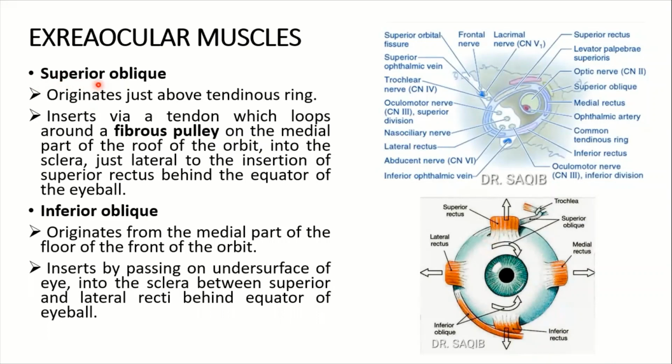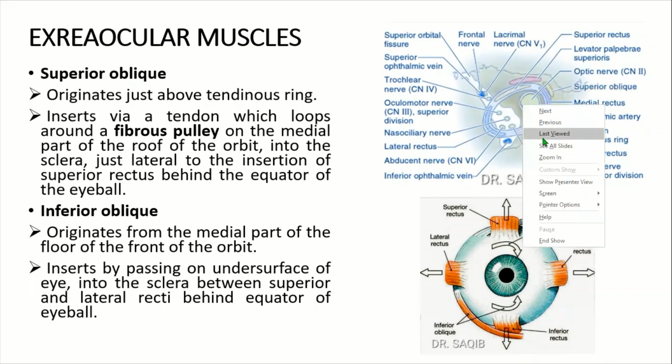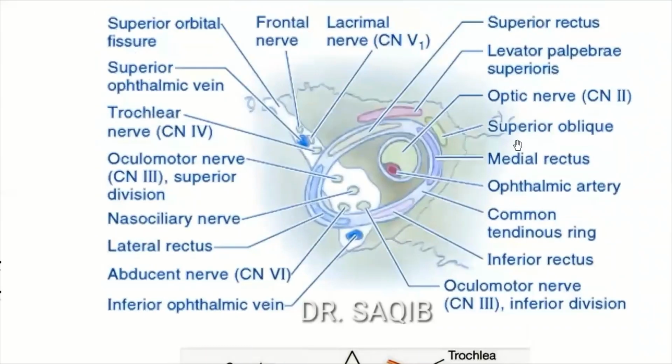So I will talk now about the superior oblique muscle. It originates just above the tendinous ring, right? Here you see, this is the superior oblique muscle. Here, this is the muscle, and this here is where it originates. Let me enlarge. Here you see, this is the superior oblique.